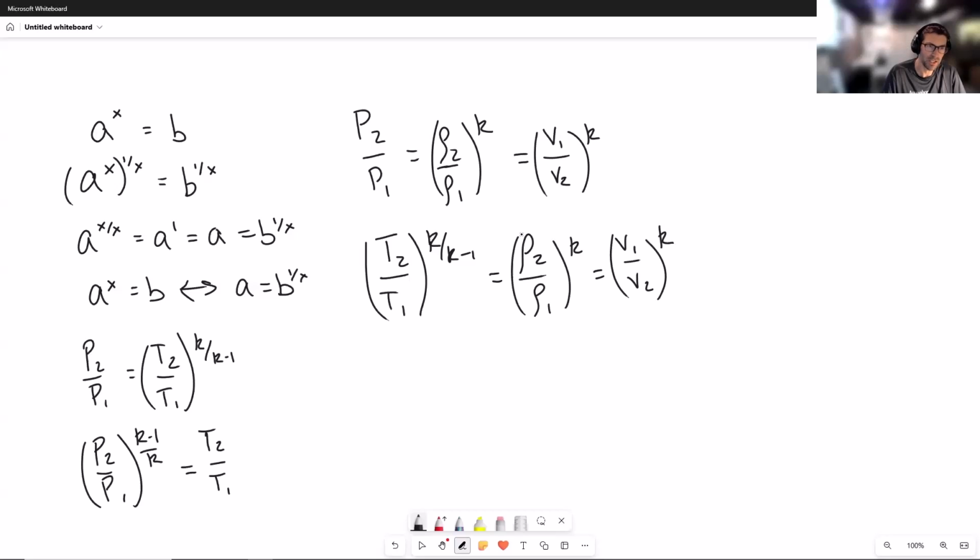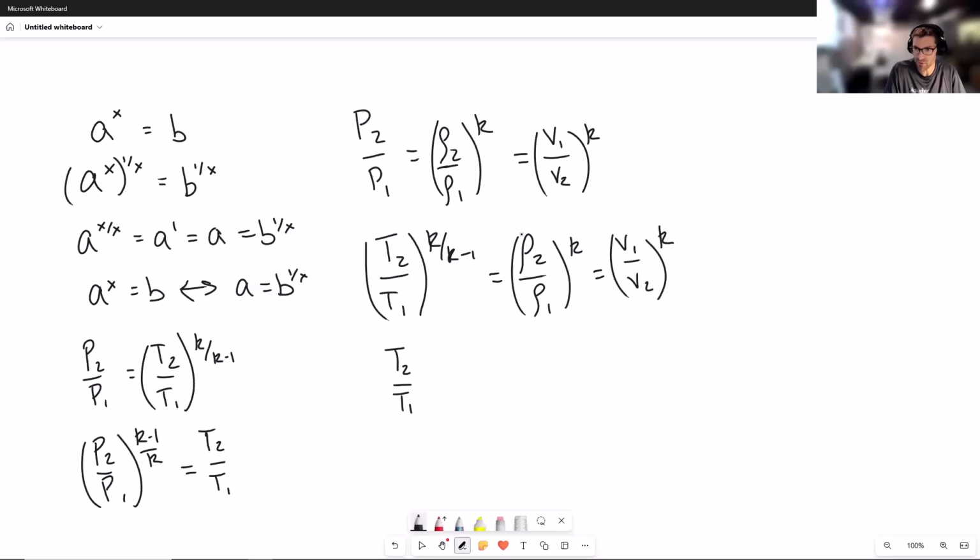So now if we want to get T2 over T1 by itself, we have to use the same idea as we did here. We've got to raise it to the reciprocal of the exponent. So we're going to raise this whole left side to the K minus 1 over K. And that will make the exponent 1, and then it will become itself. So this left side will just become T2 over T1. How did we do that? We raised it to the K minus 1 over K. So that's what we've got to do on the right side.